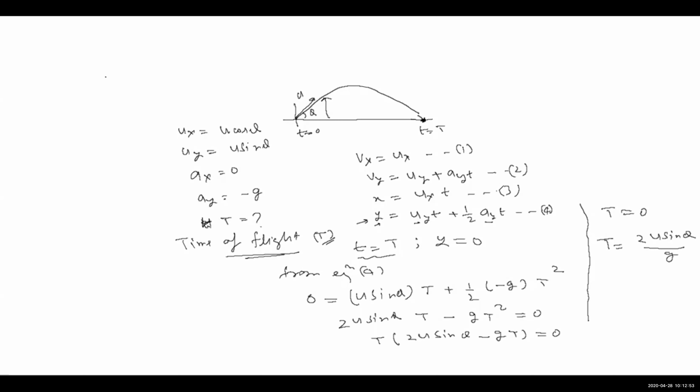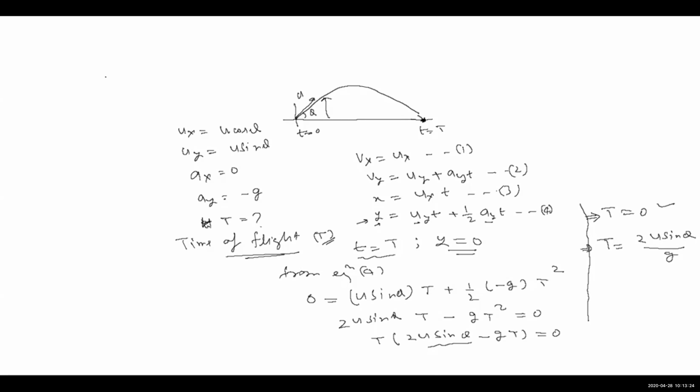If this is 0, this whole thing is 0. And if this is 0, this whole thing is 0. So T equals 0 is one of the roots of this equation, as well as capital T equals 2u sine theta upon g is also one of the roots. So for these two values of capital T, this equation will be 0. And when this equation is 0, this condition is met, y is 0. So at these two times, the particle will be at y equals 0, or the particle will be at ground.